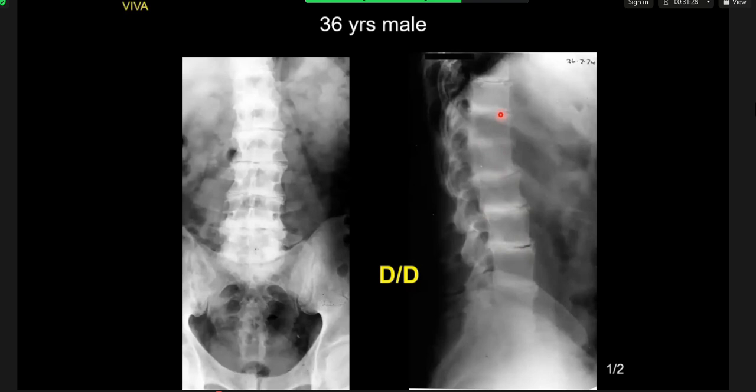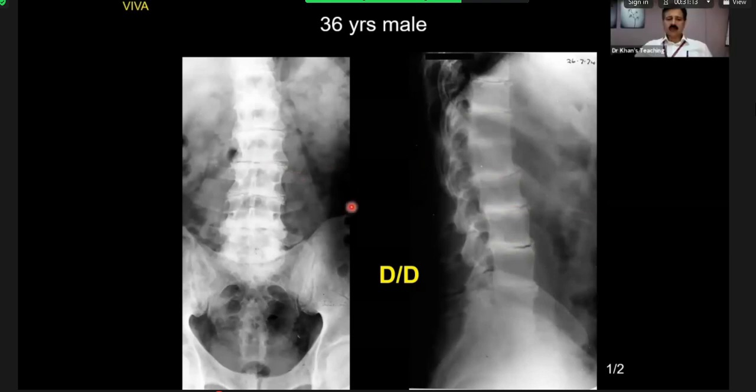So there is sclerosis at the superior and inferior end plates. In between the sclerosis, there is also calcification or ossification of the intervertebral disc. So here you are, again, calcification of the intervertebral disc. What will be your differential, 36-year-old?